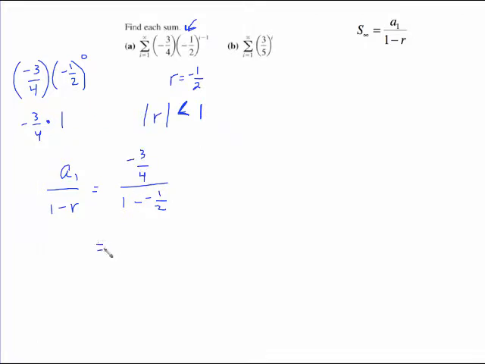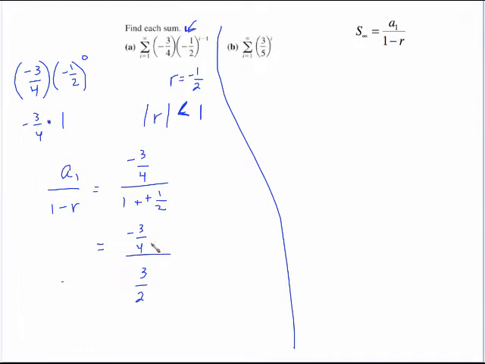So I would clean this up so you just don't make a calculator mistake. 1 minus a negative 1/2 is plus. You can use your calculator there. 1 plus a half is 3/2. And this is negative 3/4. You can flip and multiply right here, or if you want to use the calculator directly, be sure you put this in parentheses. Parentheses negative 3 divided by 4 divided by parentheses 3/2, and that works out to be negative 1/2, or the decimal negative 0.5.